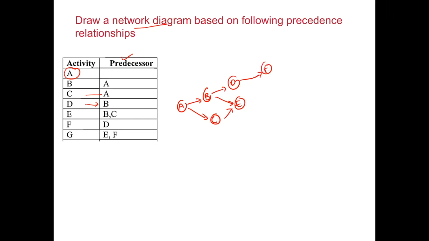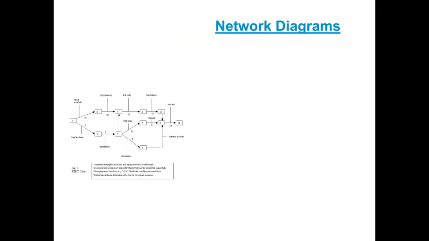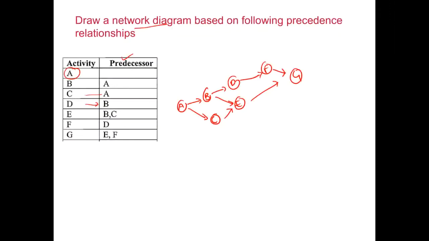F is taking place after D, and G is an activity which is depending on activity E and F. So using such predecessor relationships, we will complete the network logic diagram.